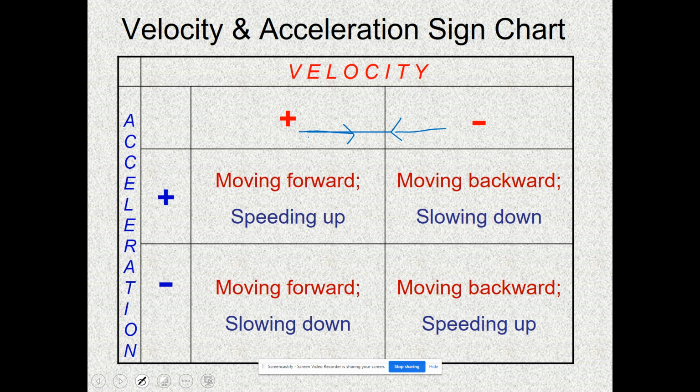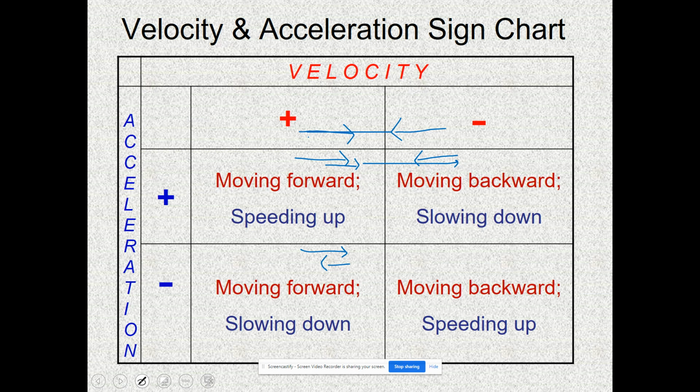If you have a forward moving car and the acceleration vector, the force that gets it to accelerate, is also in the positive direction, then you're probably going to expect it to speed up. This is different than if you have a forward moving car with an acceleration in the negative direction. If that happens, you'll probably expect it to slow down.